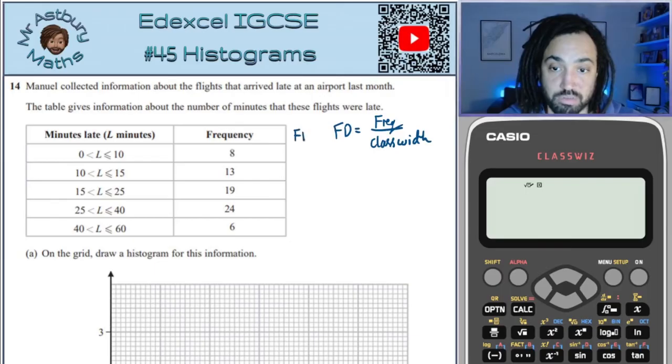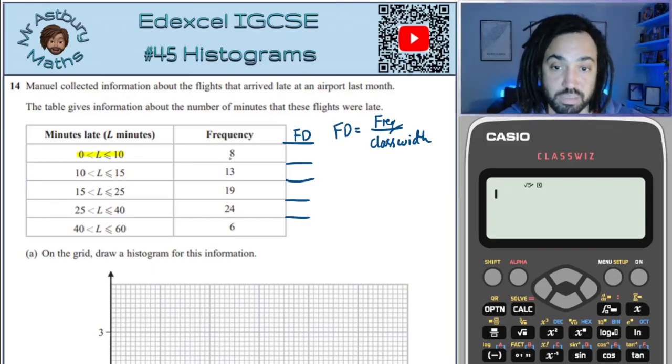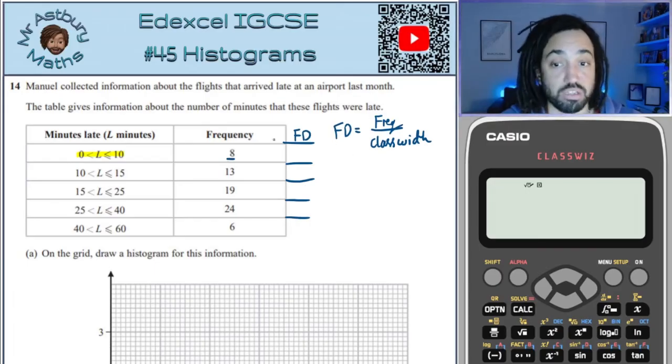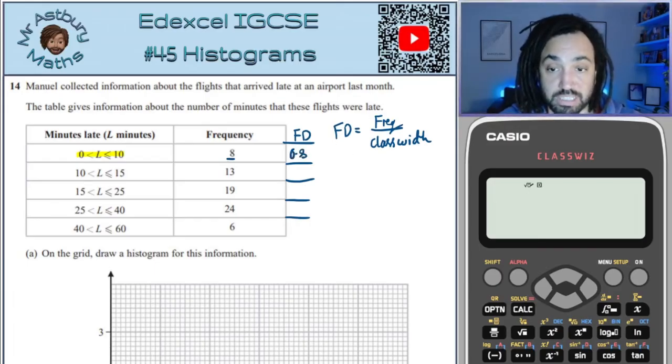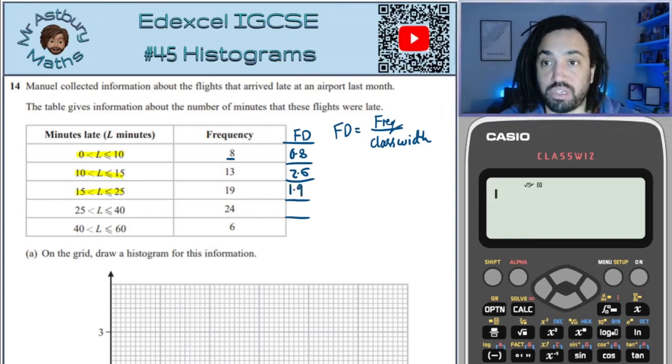So, in this instance, we would write frequency density, a little column on the side, and we would take the width, which here goes from 0 to 10, which is 10, and we would take the frequency, which is 8, and do frequency divided by class width. 8 divided by 10 is 0.8. Next one, the width is from 10 to 15, which is 5, and 13 divided by 5 is 2.6. And then here we're going from 15 to 25, so that's 10, and 19 divided by 10 is 1.9.